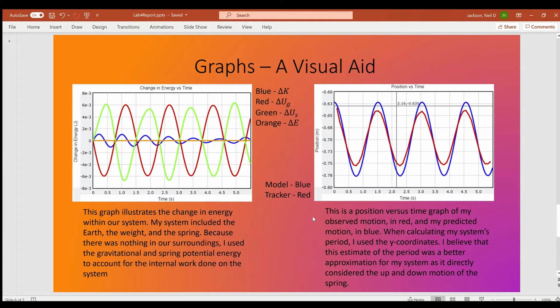Here are my energy and position graphs for my system. The energy graph behaves as normal and accurately predicts the model's energy. The position versus time graph between the model and tracker are virtually identical. The only difference is that tracker produces a graph with a smaller amplitude. This graph used oscillations from the y-axis.